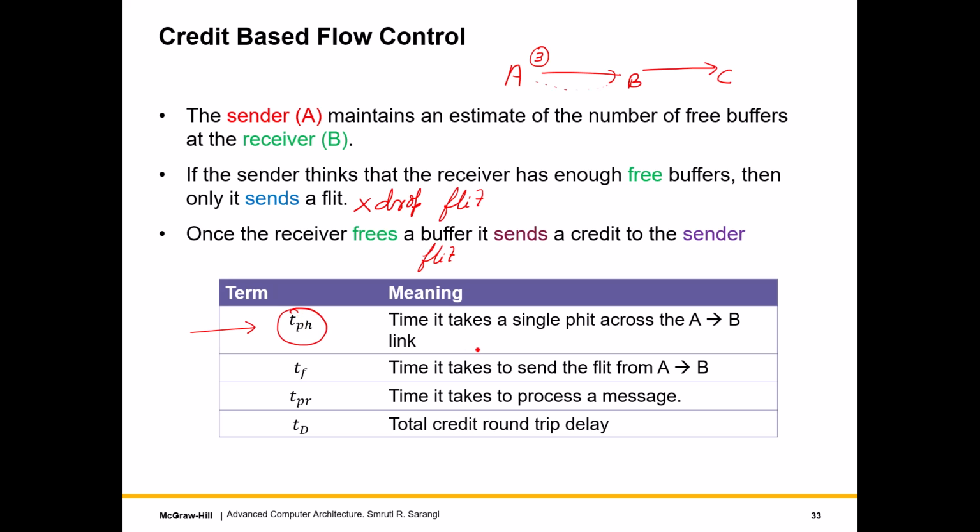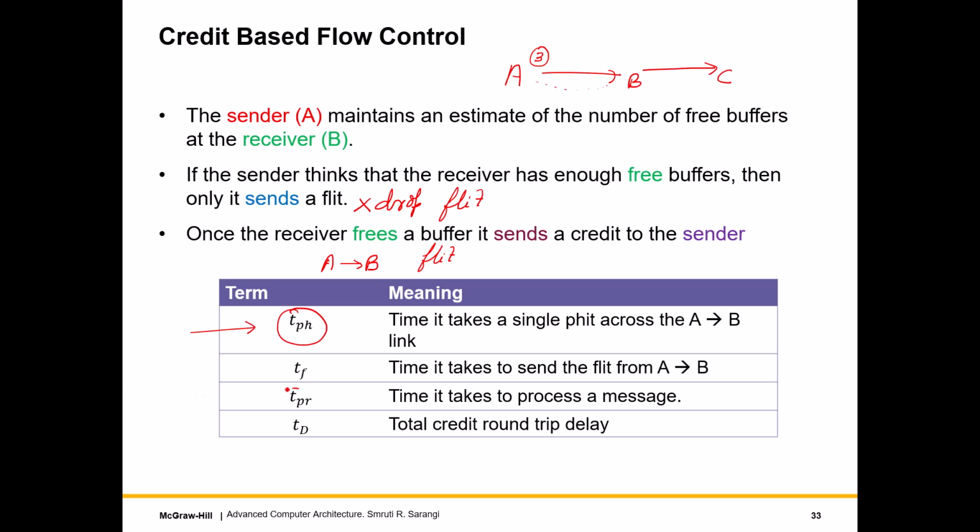So let's now discuss the broad terminology over here. T_phit, where phit stands for physical unit, is the time it takes a single phit to go across the A to B link. So if we have node A and node B, then the time it takes one phit to go from A to B is T_phit, and T_F is T_flit, which is the time it takes a flit to go from A to B.